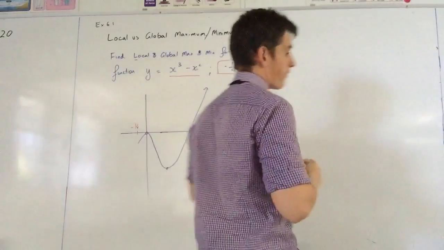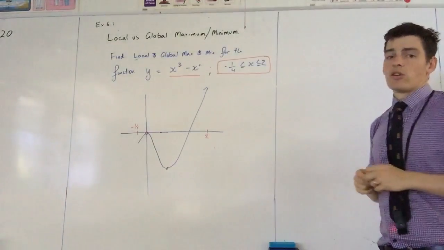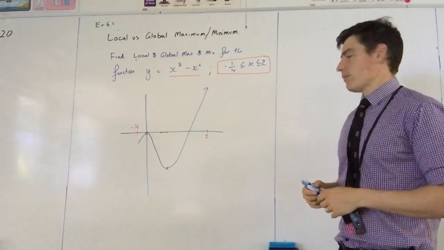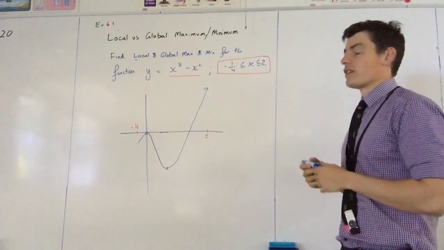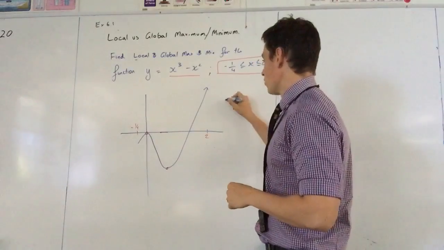I've made a very rough sketch of my function, and what I need to find out is what the max and min points are. So the way I'd go about it is I'm going to look for a few key features. I want to find my stationary points.